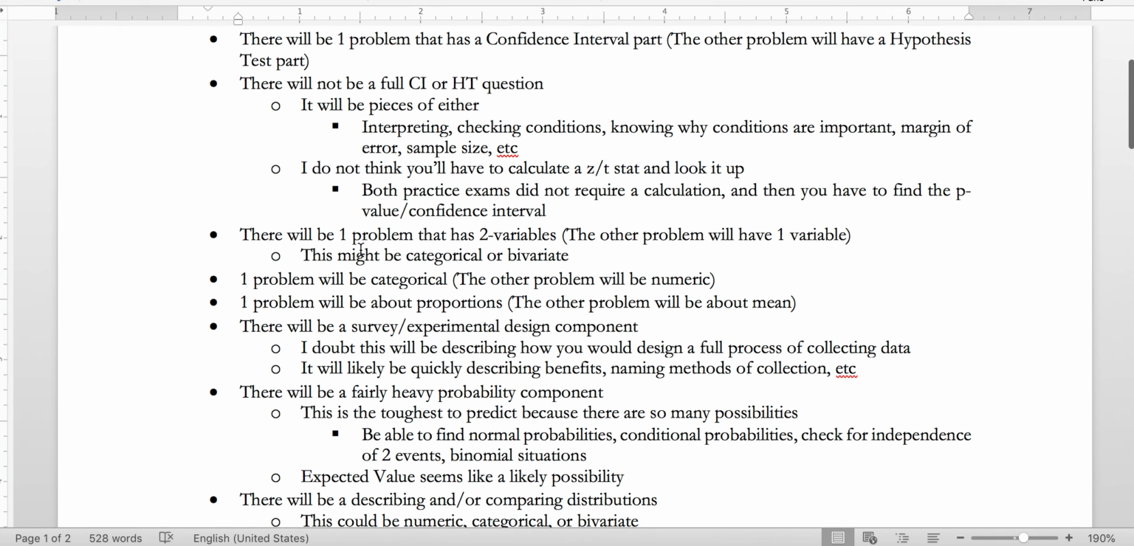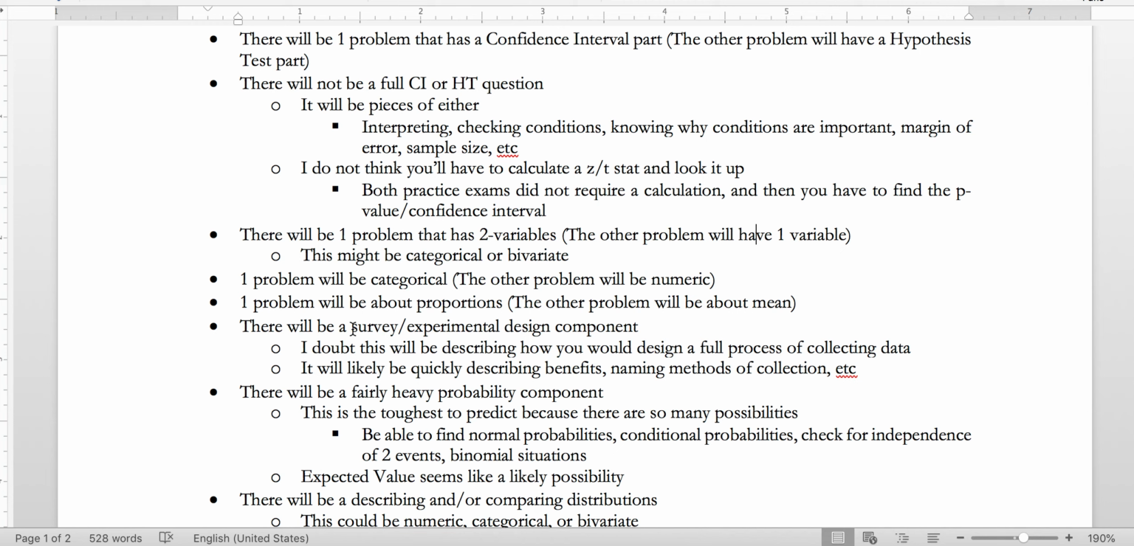I think one problem is going to have 2 variables, and the other problem is going to have 1 variable. So in the categorical sense, maybe you've got categorical data like a placebo versus a new drug. Those are categorical, like yes or no's. And it could be a bivariate one too, where you have an X variable and a Y variable. There's going to be a problem that has two variables, and the other problem is going to be a one variable situation. Kind of moving forward with that, one problem is going to be categorical, the other is going to be numeric. And one problem is going to be about proportions, the other problem is going to be about means.